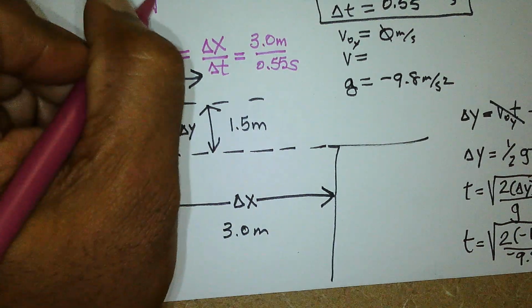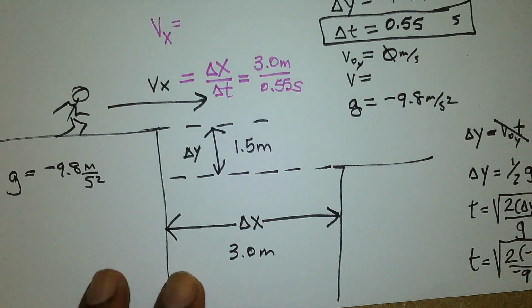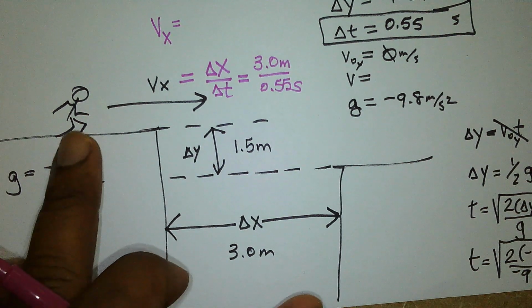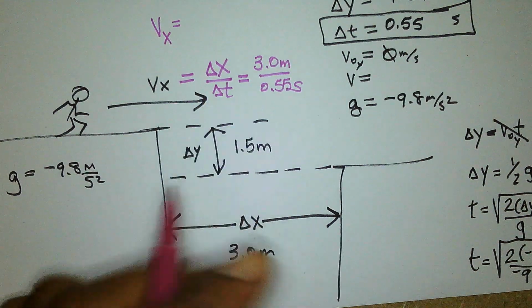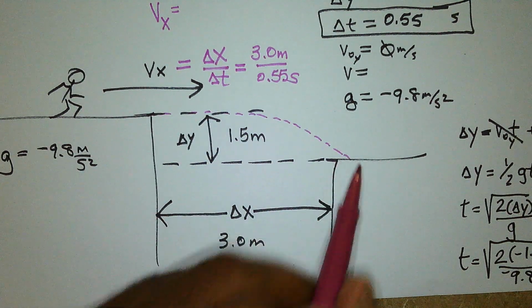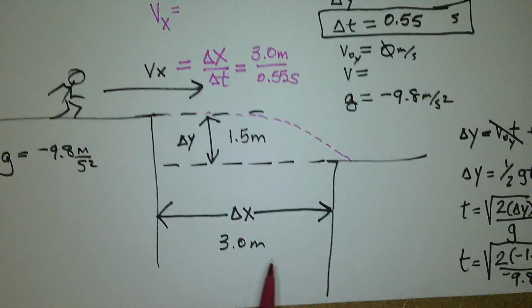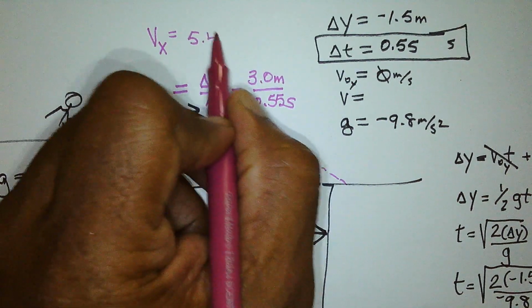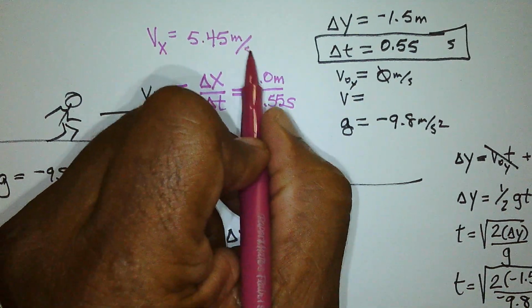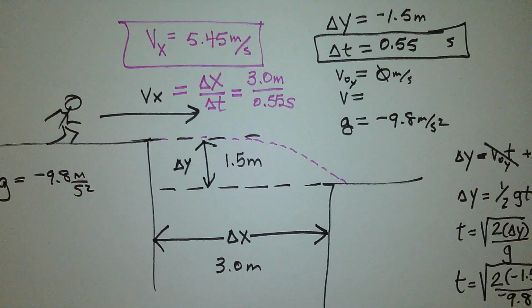So if that person is running at least 5.45 meters per second, then they will be able to clear this jump with a trajectory that should look something like that. Okay, 5.45 meters per second. All right.